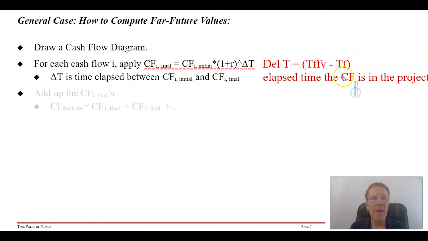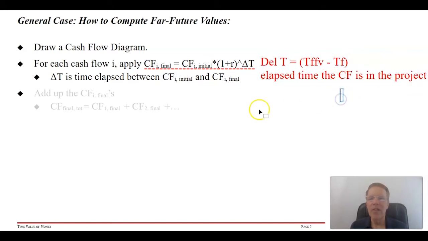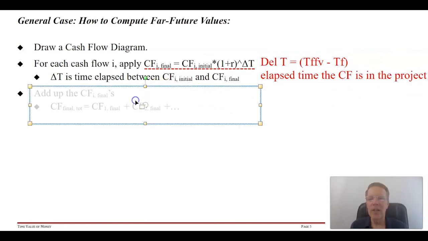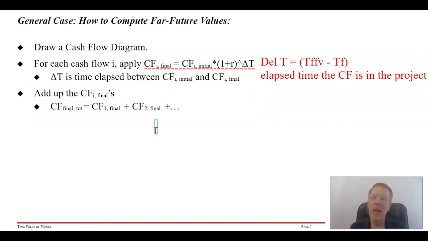It's the elapsed time that the cash flow is in the project. And once we've done that for every cash flow, we see how much each one grows until the final time we're interested in. Then we just add all of those final values of the cash flows up.